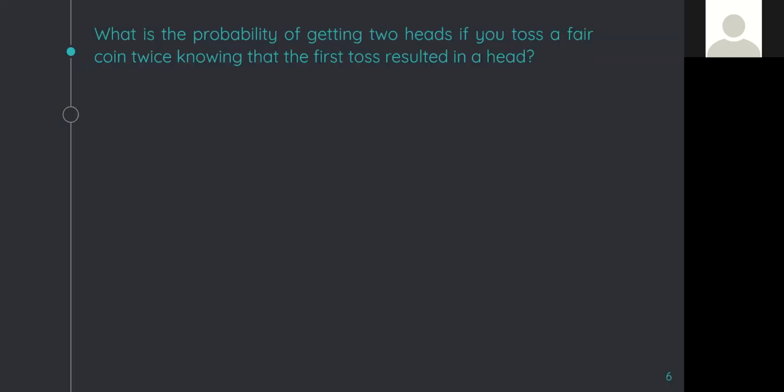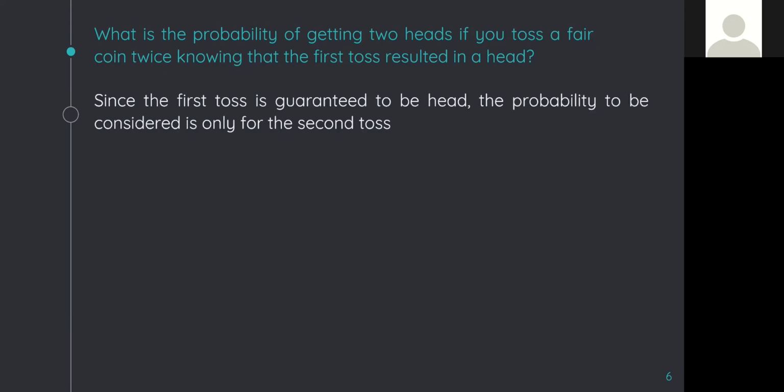And for the next question: what is the probability of getting two heads if you toss a fair coin twice, knowing that the first toss resulted in a head? Since the first toss is guaranteed to be heads and the probability to be considered is only for the second toss, the probability that the second toss would be heads is 1/2. So the answer would be 0.5.